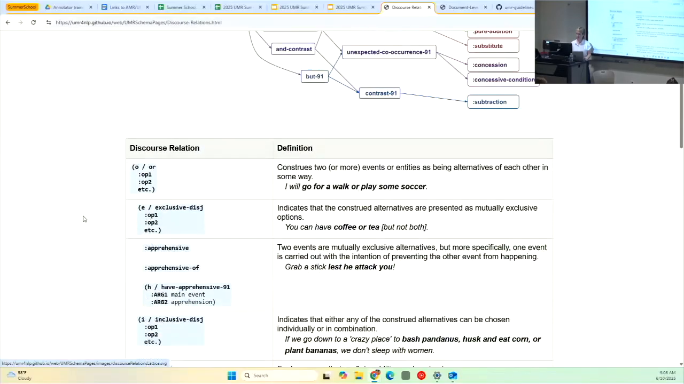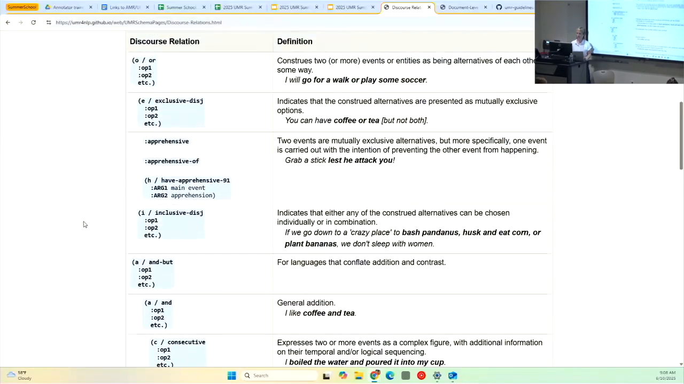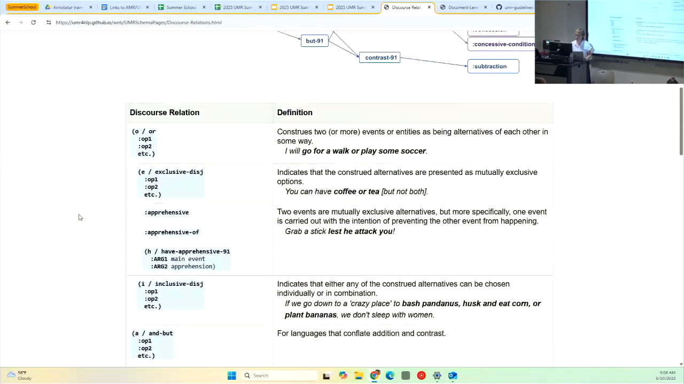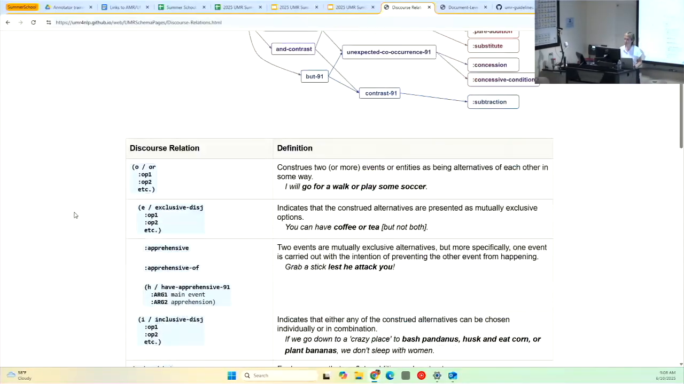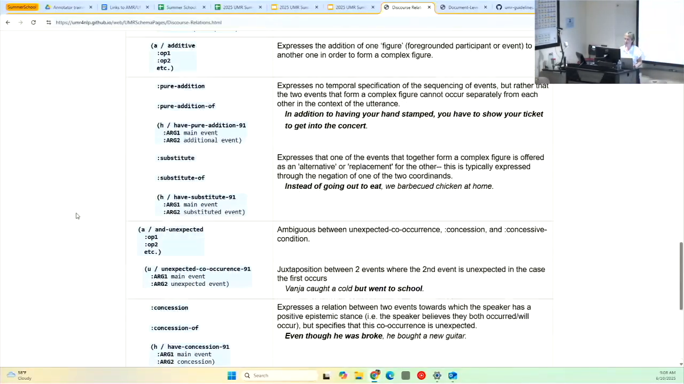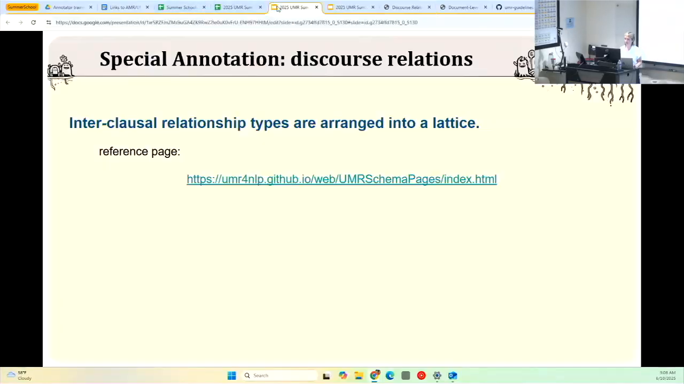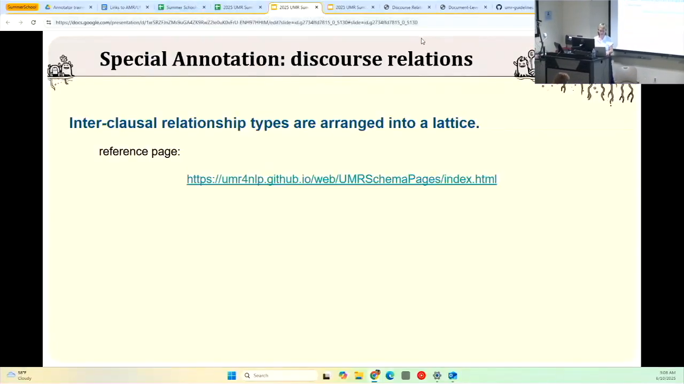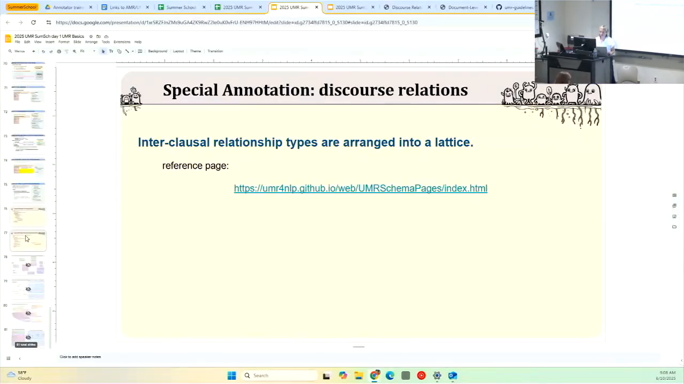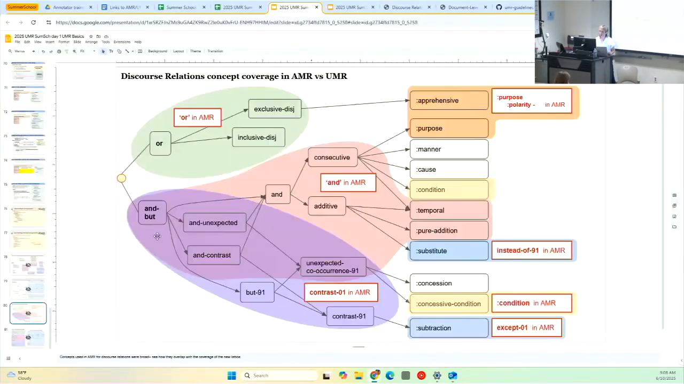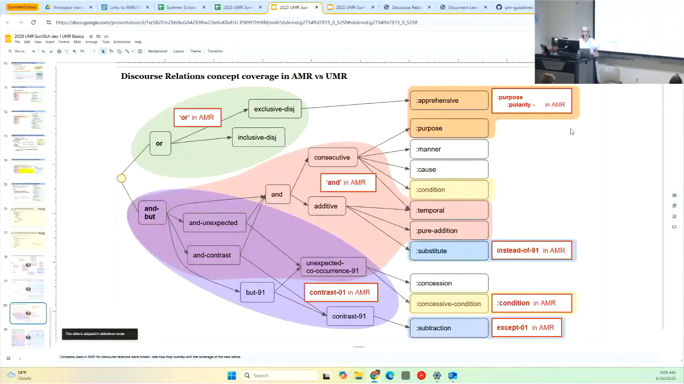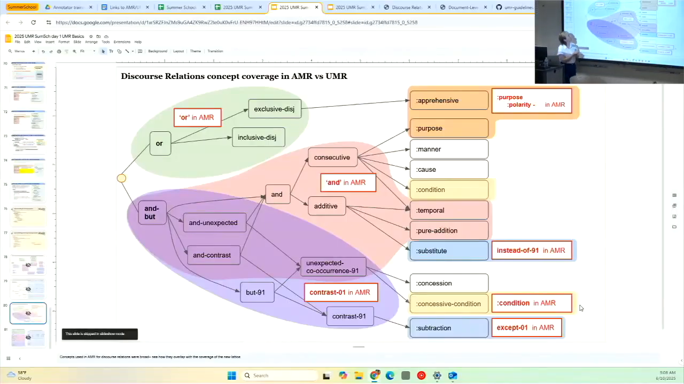So, let's see. Actually, you know what? I have an image that is not in here that I want to find. This is what I'm looking for.